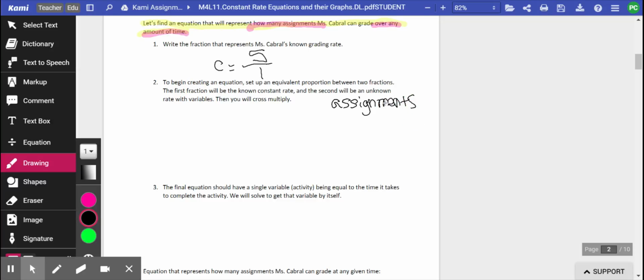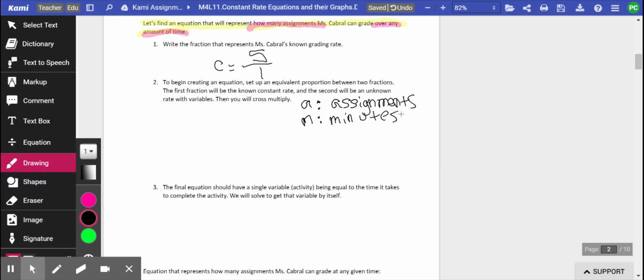Okay. And the letter that I'm going to use for that, let's say, is A. A for assignments. So the variable A in my equation is going to stand for assignments. And in how many minutes, I'll use M to stand for the minutes.